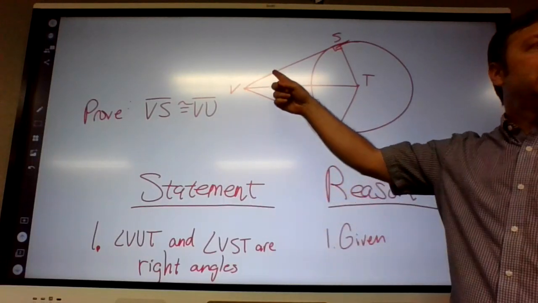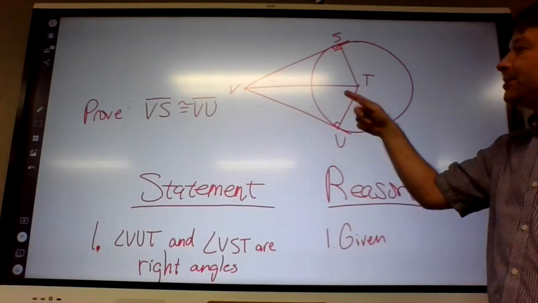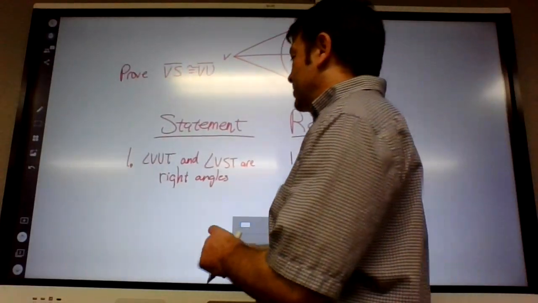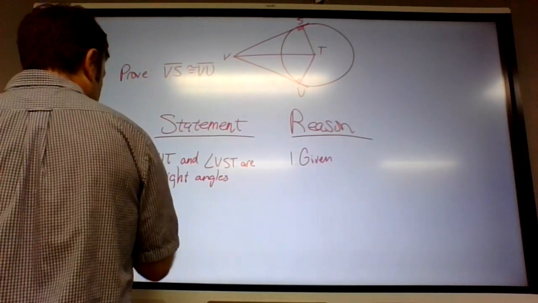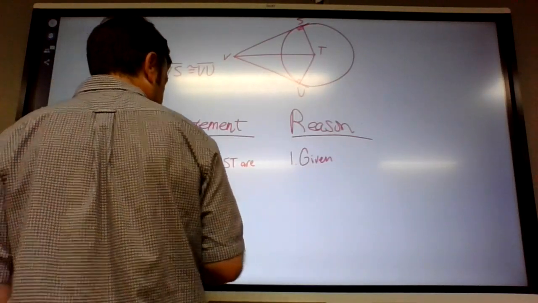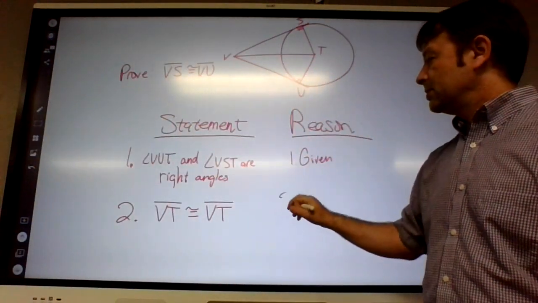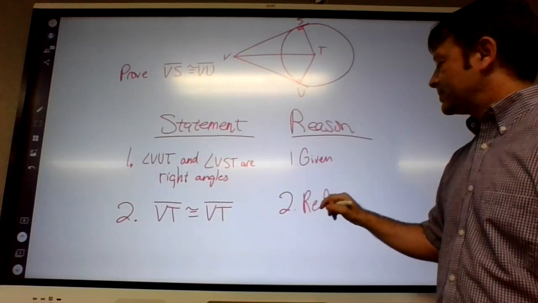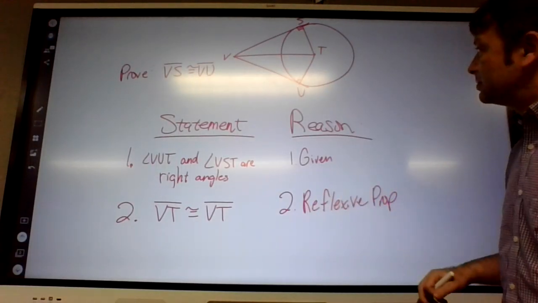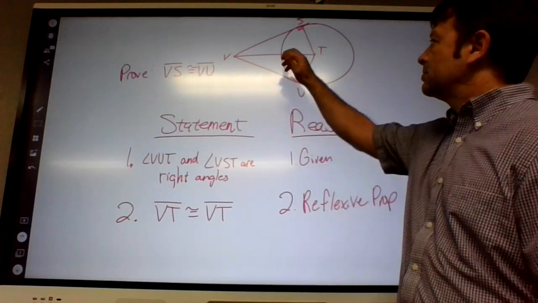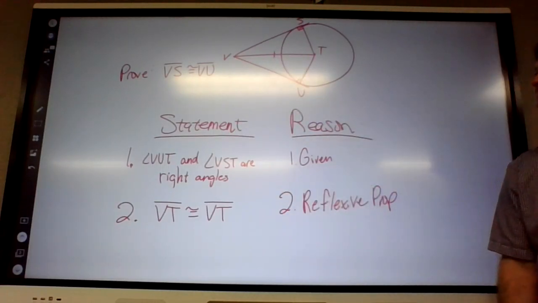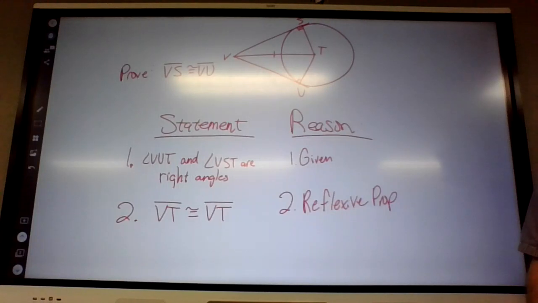They have a side. Side VT, they share a side. So I don't think you guys have seen this before in proof form, but what you say is VT is congruent to itself. And that's called the reflexive property. So now we have a side and an angle.